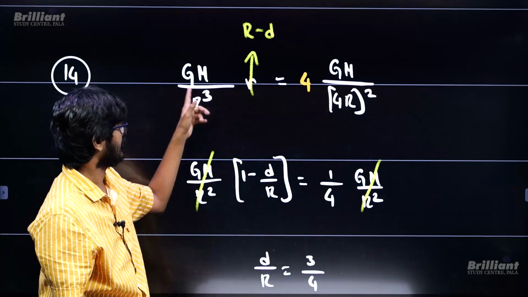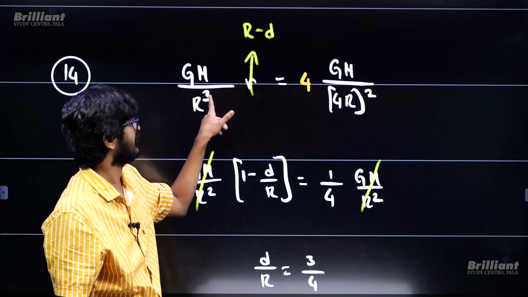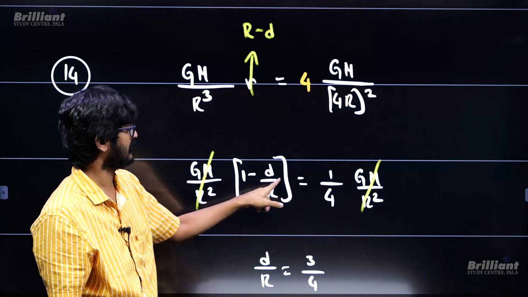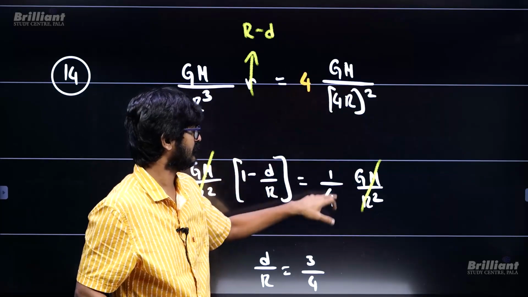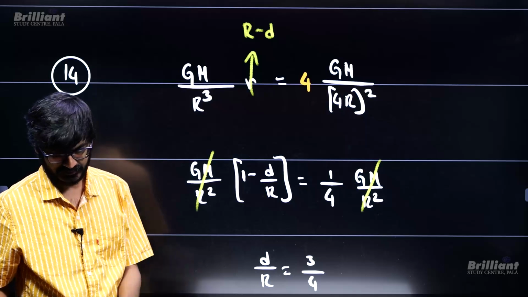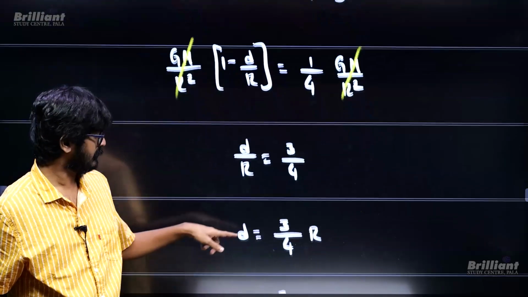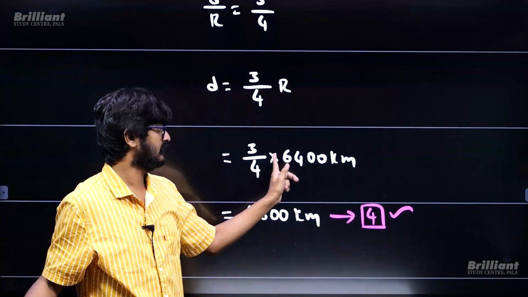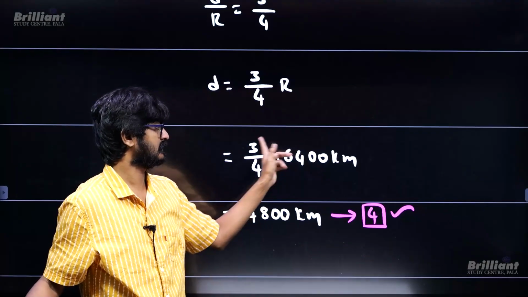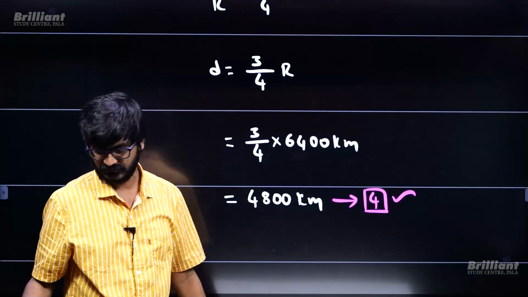Now what I am doing, I am taking one R and dividing. So I will be getting 1 minus d by R. GM by R square will get cancelled. Remaining thing is 1 by 4. When I do the calculation, I will end up with d equals 3 by 4 R. R value is given in the question. When you substitute, you will be getting 4 ones are 4, 16s are 16, 3s are 48, right?